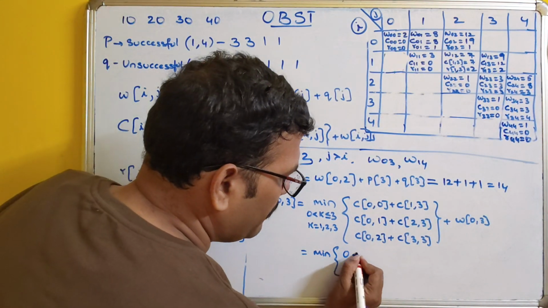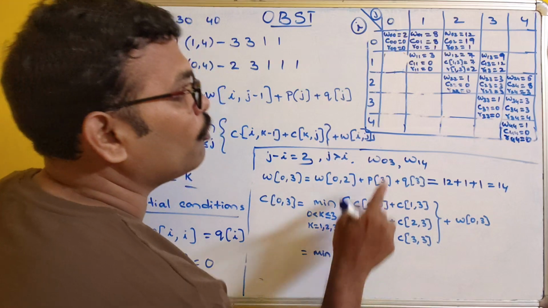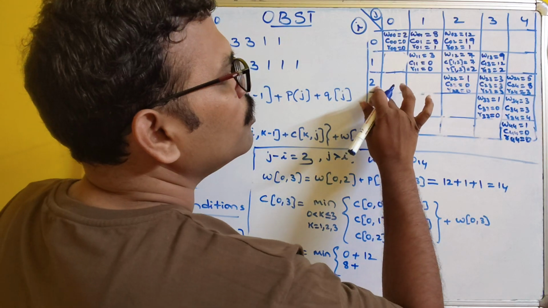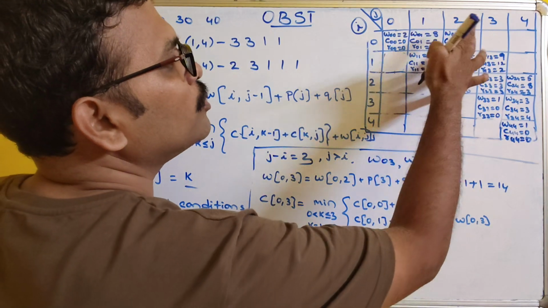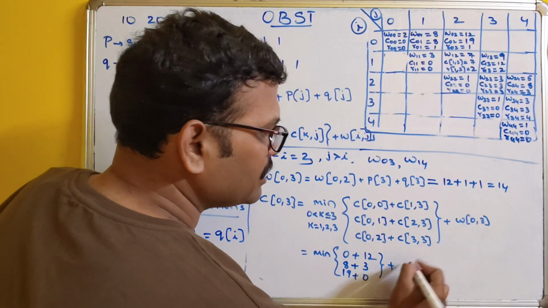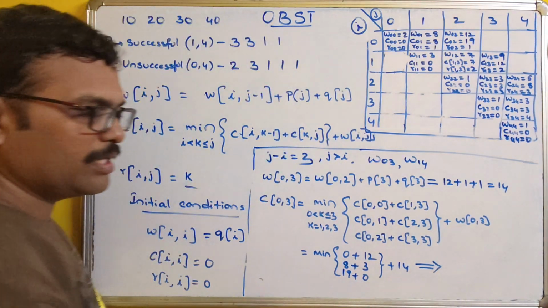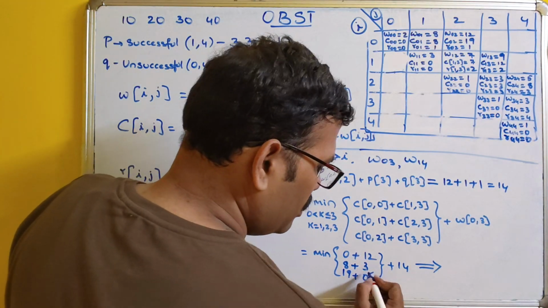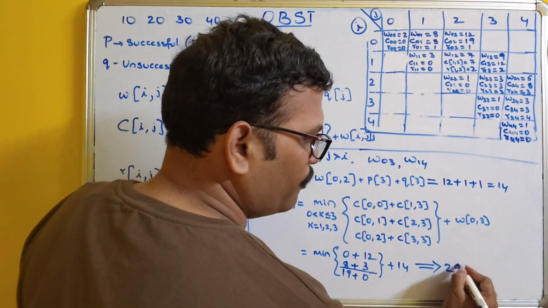C of 0,0 will be 0 plus C of 1,3, which is 12, and C of 0,1, which is 8, plus C of 2,3, which is 3, and C of 0,2, which is 19, plus C of 3,3, which will be 0, plus W of 0,3, which is 14. So among these, which one is the lowest? The second one: 12, 11, 19. So 11. 8 plus 3, so 11 plus 14. So this is the minimum value. It is 25.